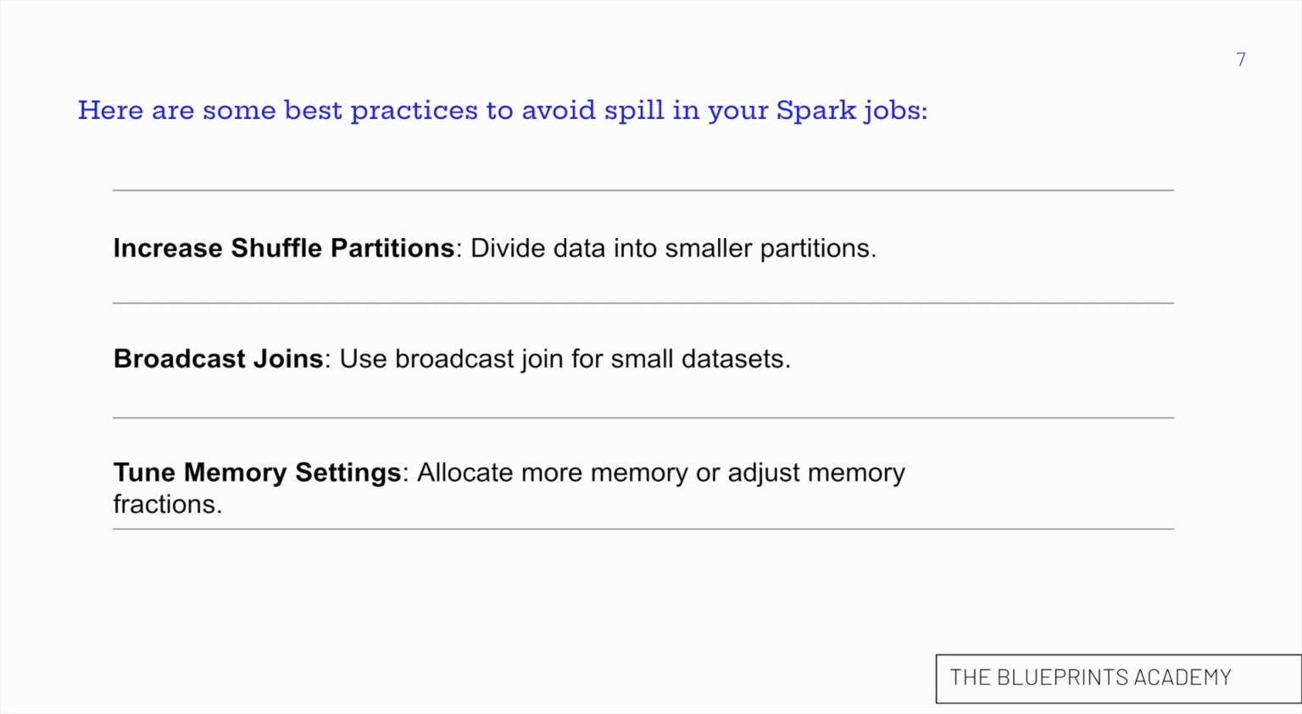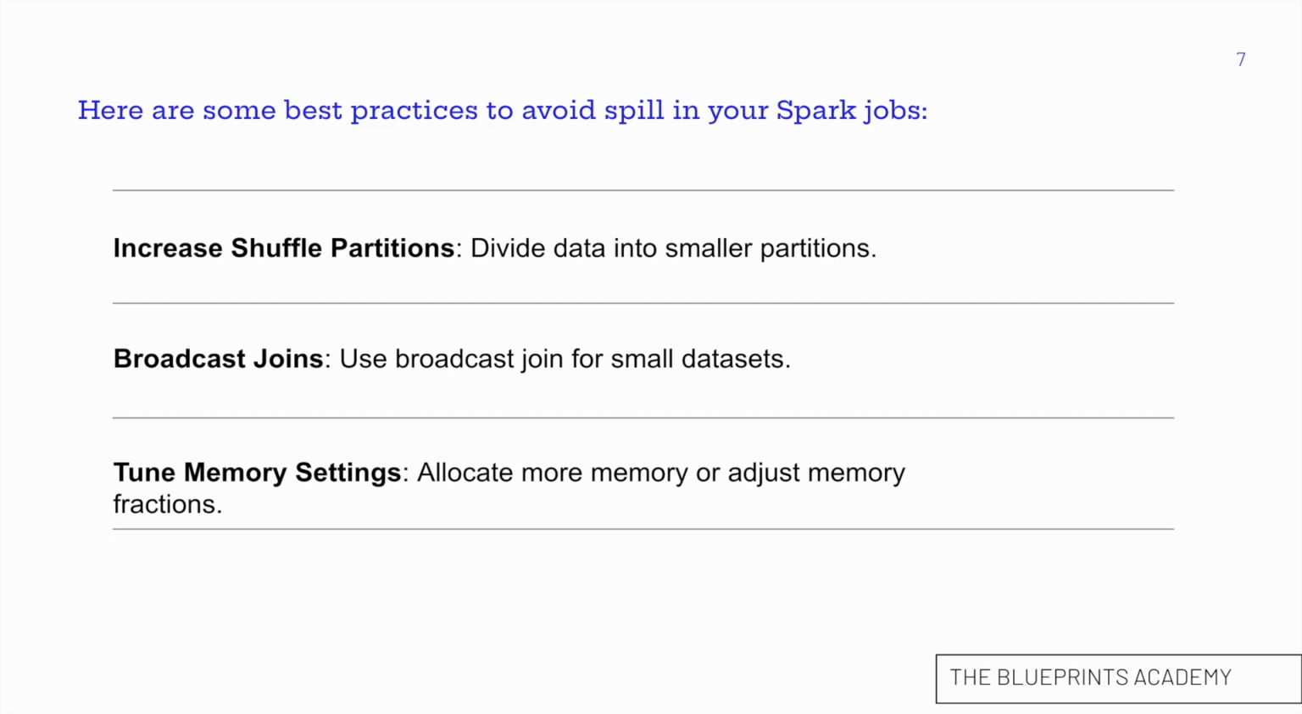You can do any of these three things, or maybe all three of them. Increase shuffle partitions, divide data into smaller partitions. You can increase the shuffle partitions so you have less data in one partition, and Spark can easily work within that partition's available memory.